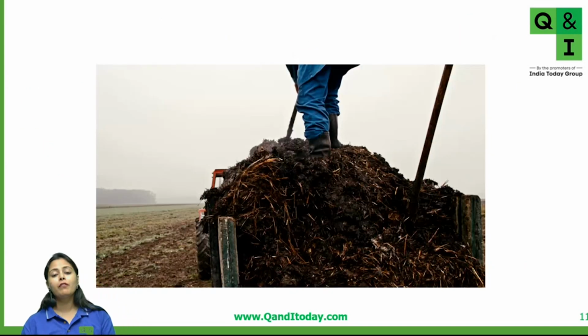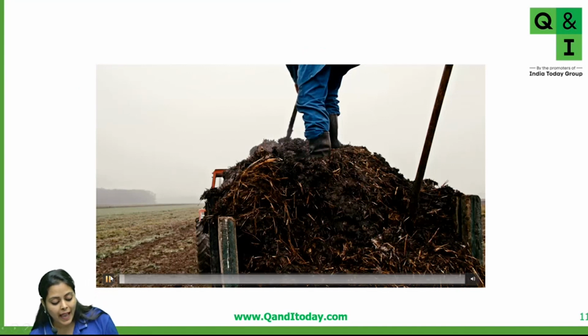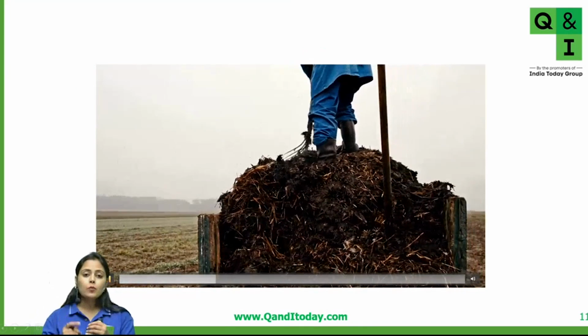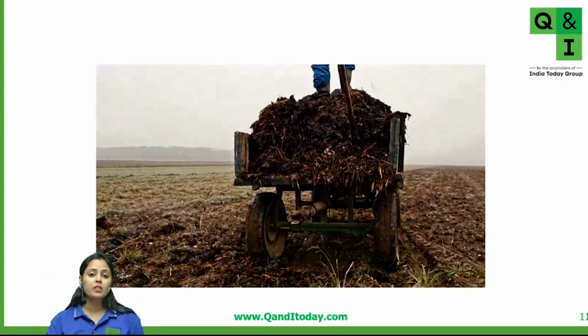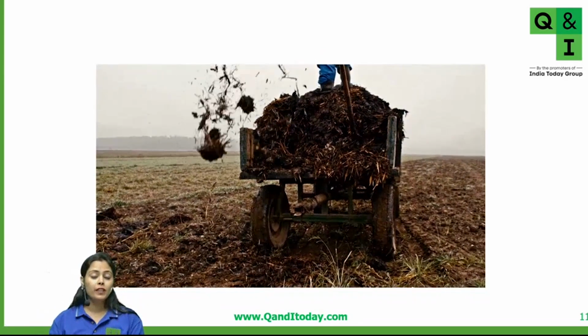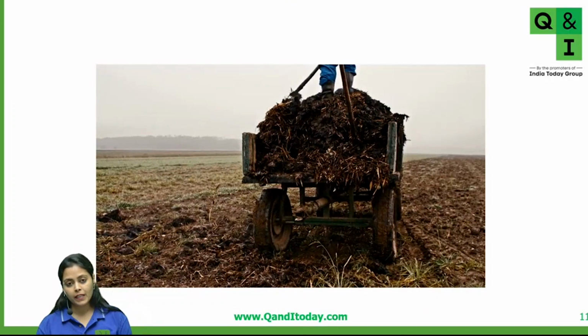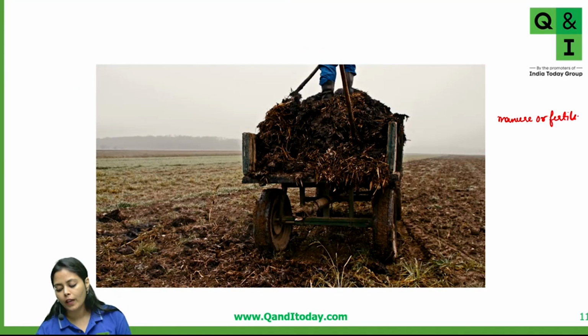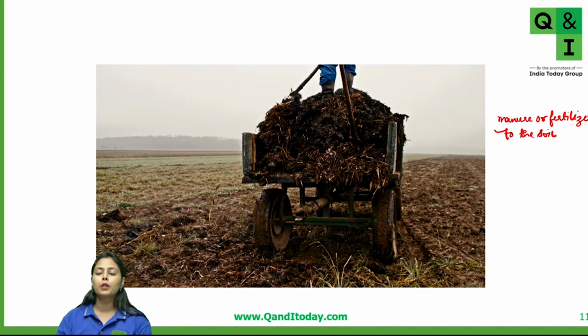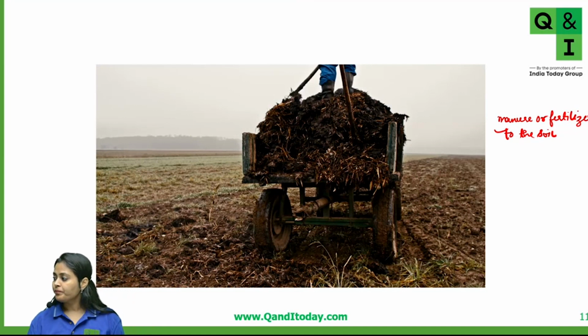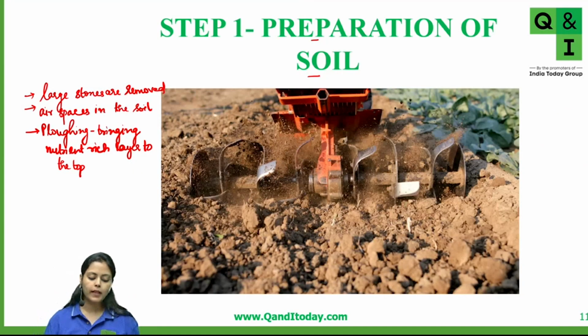Apart from that, if the farmer initially sees that the soil is lacking in nutrients, just while the farmer is preparing the soil, if the farmer sees that the soil is not nutritive enough, then at that time only, during the preparation only, the farmer can add manure or fertilizers to the soil to make the soil more nutrient rich.